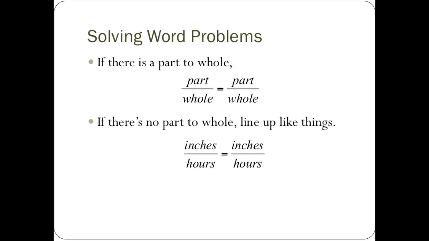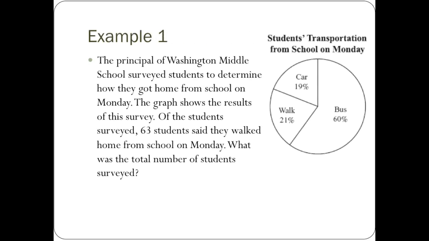So for example, if you have inches per hour, then you want to do the same thing on the other side, and you want inches on top as well and hours on the bottom. Take a look at example 1. The principal of Washington Middle School surveyed students to determine how they got home from school on Monday. The graph shows the results of this survey. Of the students surveyed, 63 students said they walked home from school on Monday. What was the total number of students surveyed?